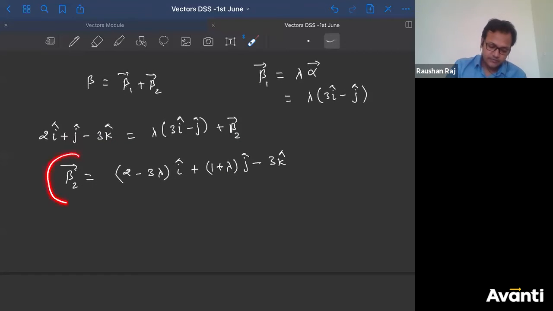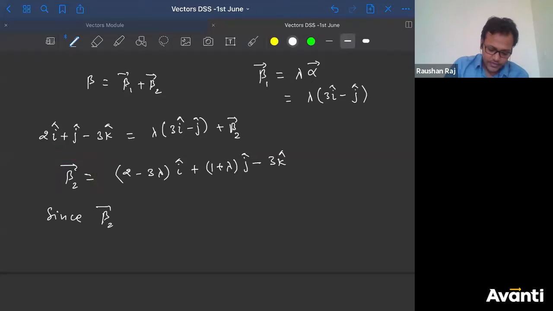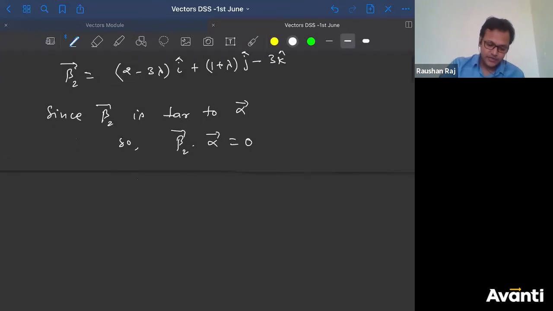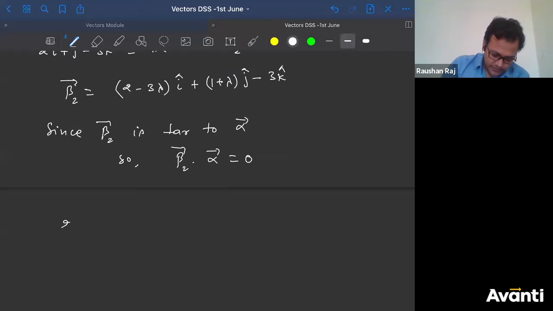Now beta 2 is perpendicular to alpha vector, so I can say that beta 2 dot alpha vector must be 0. Got it, guys? So beta 2 dot alpha vector must be 0. Let's find it. So what did we get for beta 2? 2 minus 3 lambda i cap plus 1 plus lambda j cap minus 3k cap.